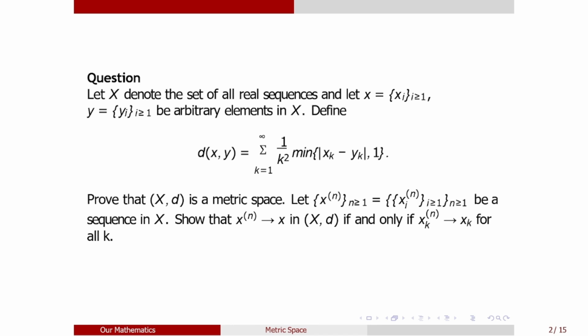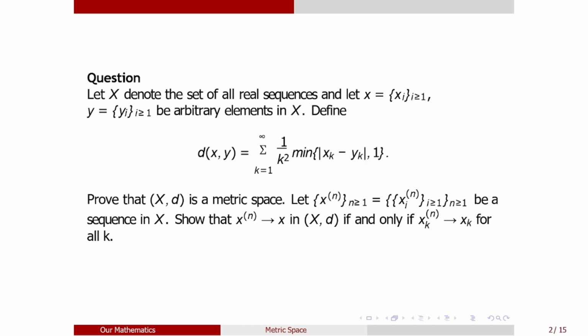We are defining the function d of x comma y as summation k equal to 1 to infinity of 1 by k square times the minimum of modulus of x_k minus y_k comma 1. Now we have to prove that (X, d) is a metric space, and if x^n, n greater than or equal to 1, which is basically x_i^n, i greater than or equal to 1, n greater than or equal to 1, is a sequence in capital X, we now have to show that x^n converges to x in (X, d) if and only if x_k^n converges to x_k for all k. So this is what we have to show.